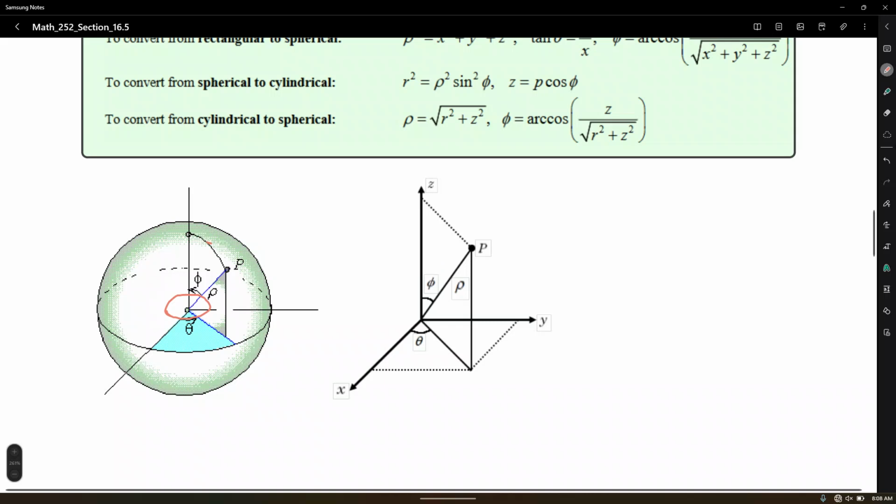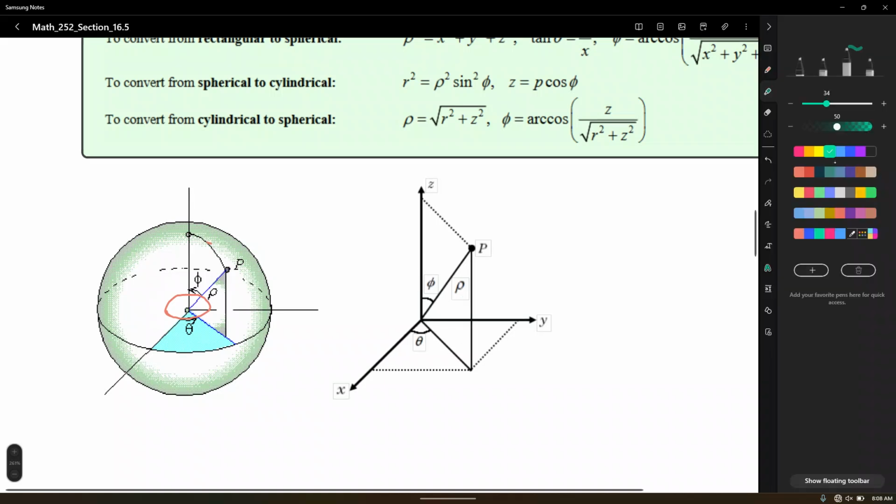Let's make this picture look a little more 3D. To facilitate the visualization here, I'm going to highlight this part with green, and I'm going to highlight this part with yellow.